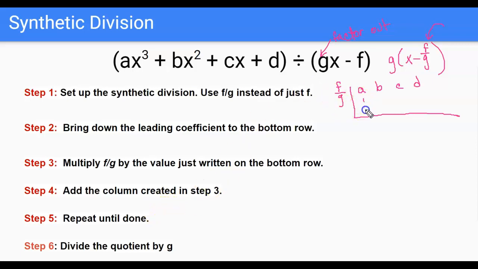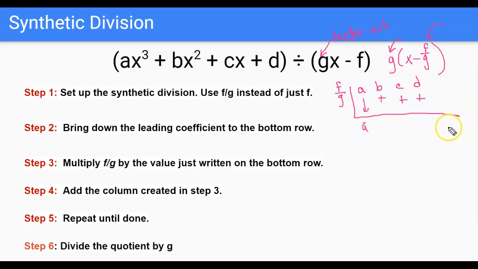Now, after you've brought down your a, and then you've multiplied, and you've added, and you've multiplied, and you've added, and you've multiplied, and you added, the only thing that we still have to do that is different than when we didn't have a number up here is, since we did our synthetic division with just this fraction, we haven't actually divided by g yet.